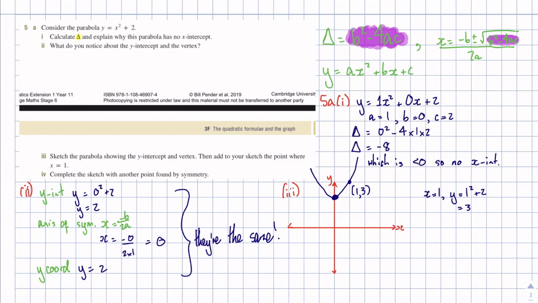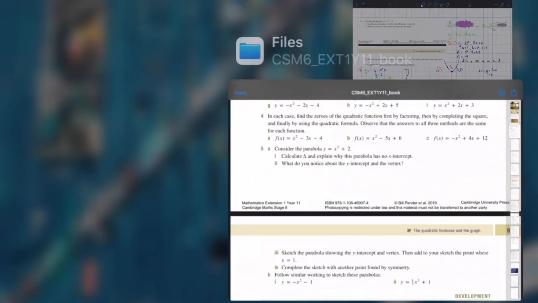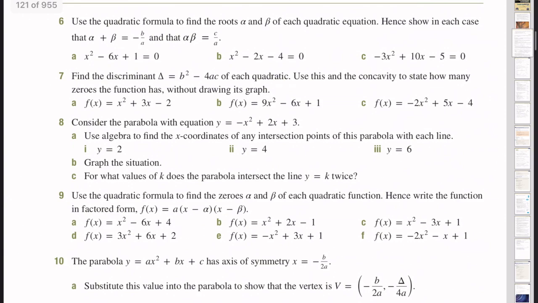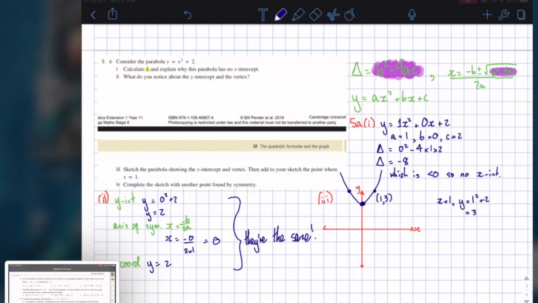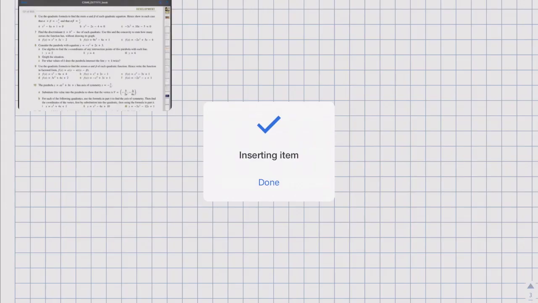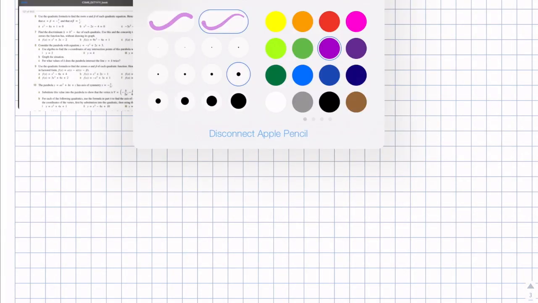Another point found by symmetry. The other point found by symmetry means that it must also go through this one because they're symmetrical. So, yeah. We kind of do that automatically. That's question 5. Not too hard. If we then look at question 6, I'll do 6C because that looks harder. Let's do 6C.